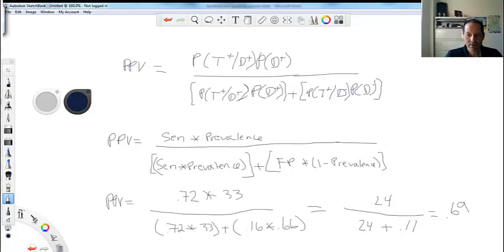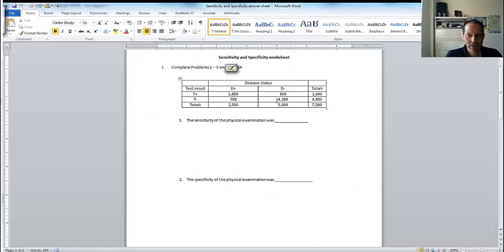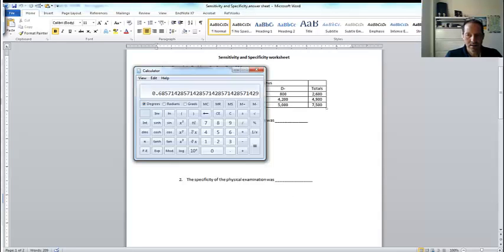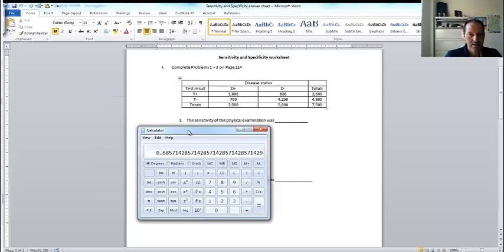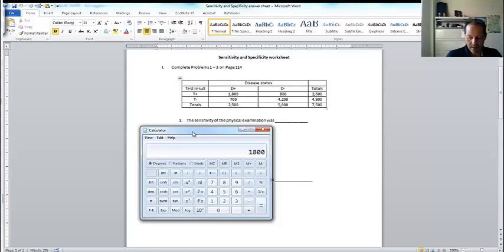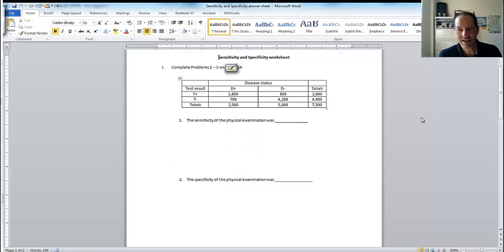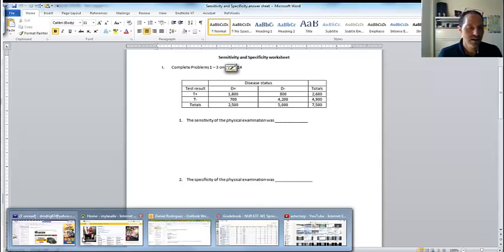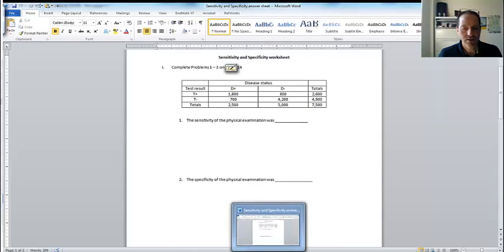And what did we get originally? Let's see if we match that. We had 1800 divided by 2600 equals 69%. Booyakasha, respect. We got it. So there you go. That's how you calculate positive predictive value, my friends.